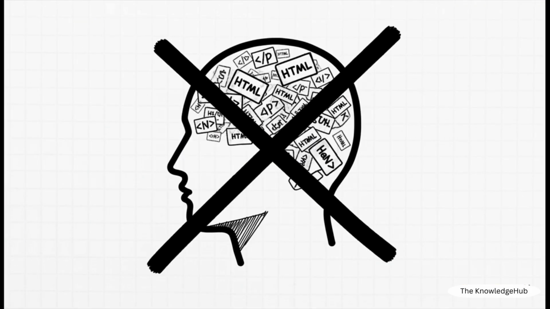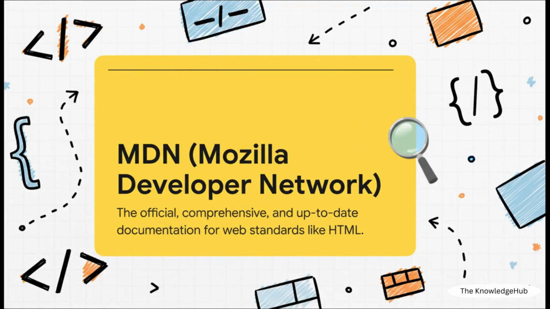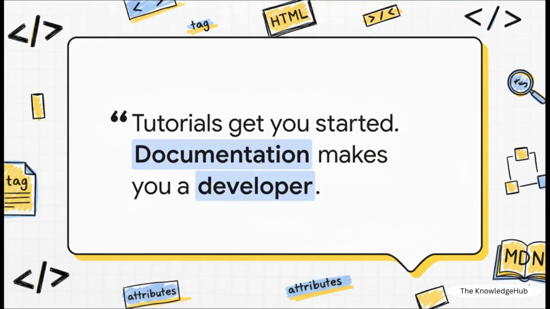Seriously, no developer, not even the most senior engineers, has every single thing memorized. The real skill isn't about memorization. It's about mastering the art of looking things up efficiently. See, instead of trying to memorize, you learn how to use the ultimate cheat sheet, the Mozilla Developer Network, or MDN. And listen, this isn't just some random blog. This is the official, most comprehensive documentation for all web technologies. It is your single source of truth. It's a developer's superpower.